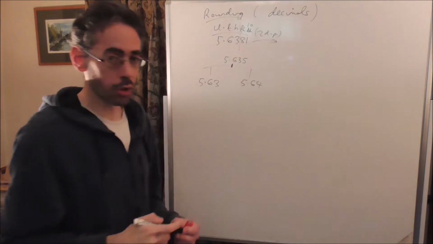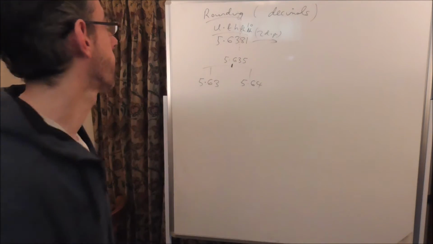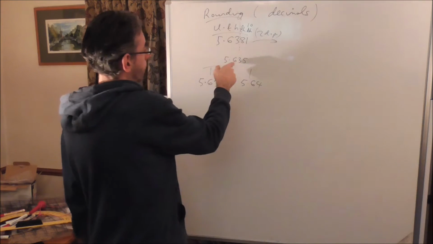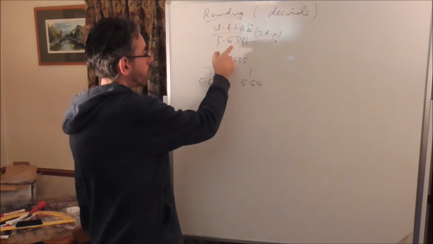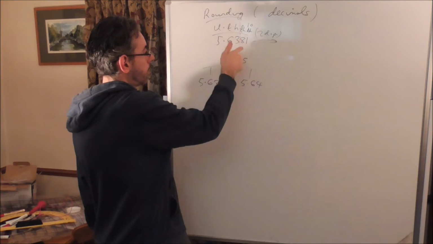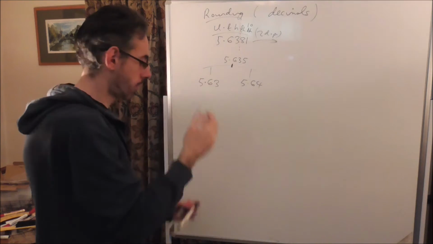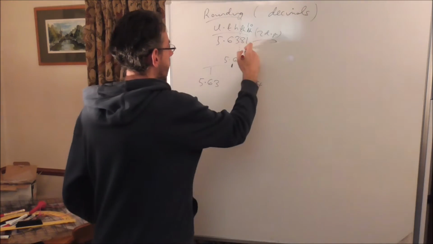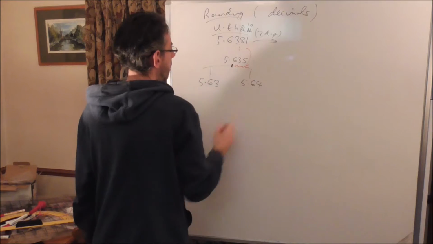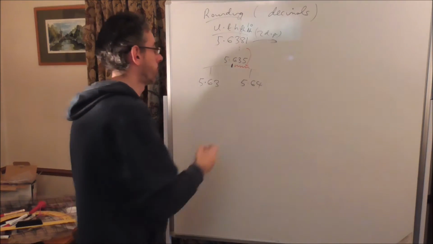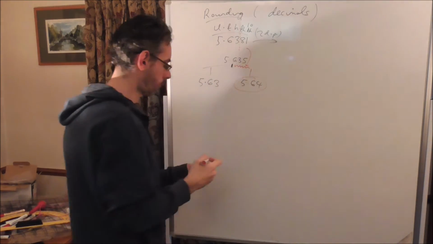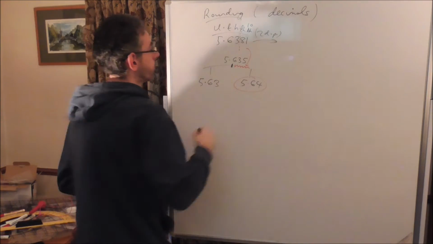5.635. So is our number bigger or smaller than that? Well, up to the dotted line it's exactly the same as it always is, but after the dotted line we've got 8 thousandths here, but only 5 thousandths there. So our number is actually bigger than that. So it's here somewhere, which means it's closer to 5.64 than to 5.63. So it rounds to 5.64.